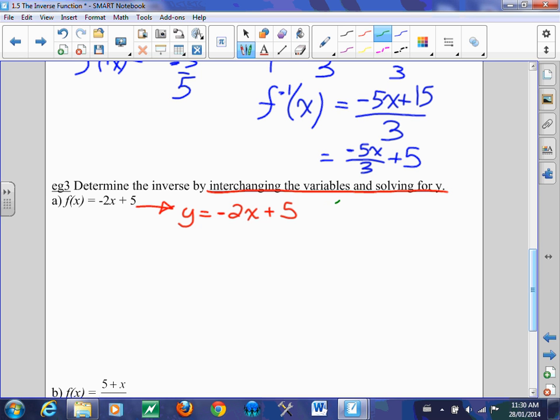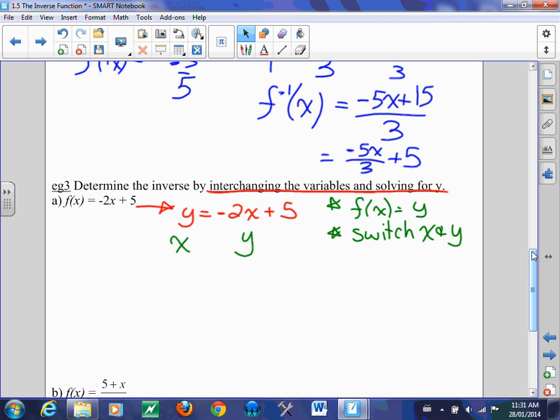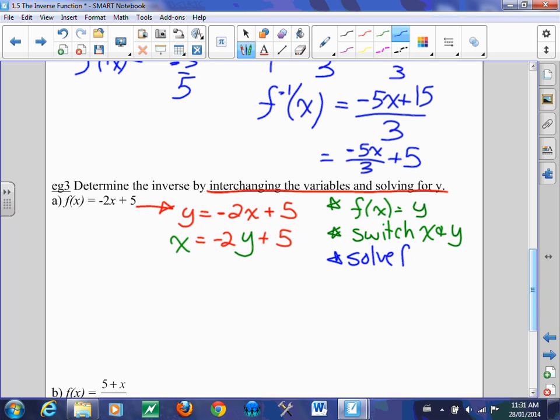So step 1, I guess, let f of x equal y. Step 2 is to switch x and y. So let's do that. So that's going to be x and y, and I'll put the other in regular color. Okay, and then your third step is to what? Solve for y. Okay, and don't forget to use function notation when you're done.